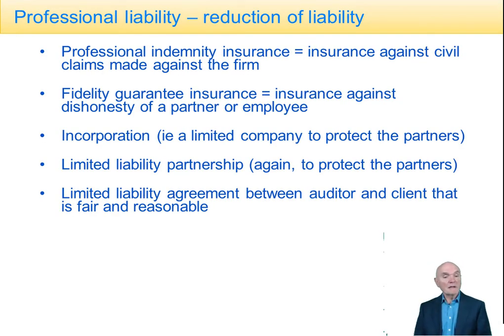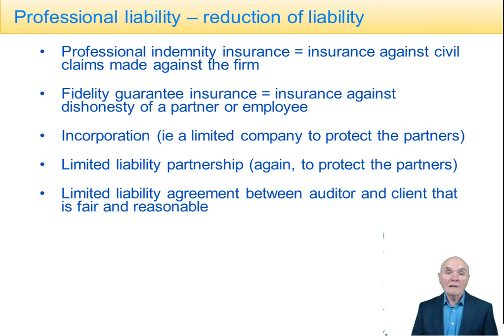Methods of reducing liability. Auditors will always take out, and accountants in general, professional indemnity insurance. This means that if the auditor is found guilty of negligence and has to pay damages to someone, the insurance company will come in and pay all or most of that expense. There's also something called fidelity insurance. This is if a member of staff or indeed a partner carries out dishonesty. So when your member of staff is carrying out the audit, if a member of staff steals cash from the client, this will cover losses for that sort of act.